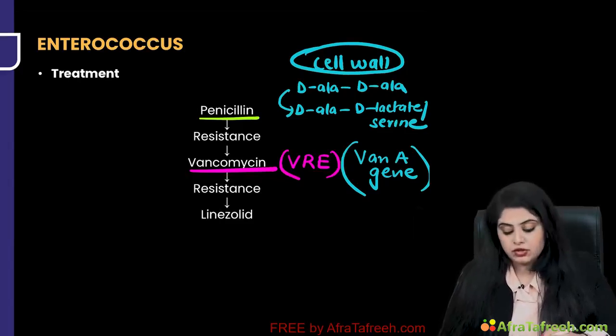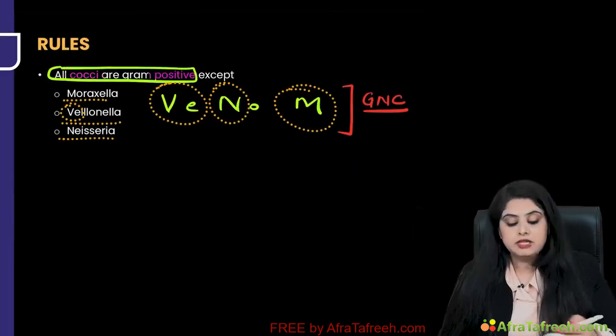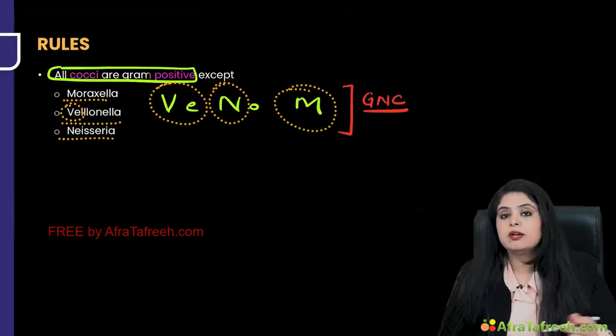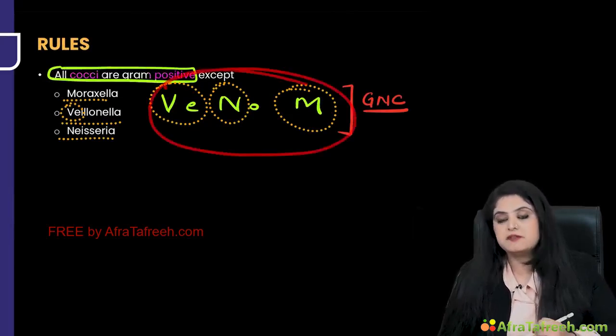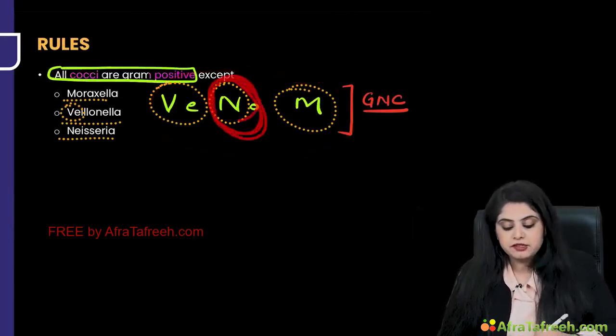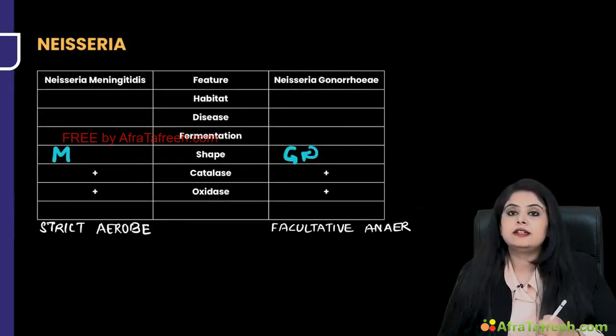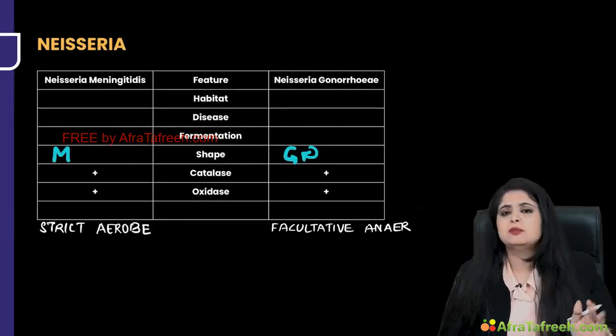That means, guys, all your gram-positive cocci are done, and now we can quickly pick up the exceptions. Staph, strepto, gram-positive cocci done. Now we pick up the exceptions, that is VENOM. I'm going to start off with the first exception, that is Neisseria, and Neisseria includes two things, as all of you know, Neisseria meningitidis and Neisseria gonorrhoeae, as the name suggests.